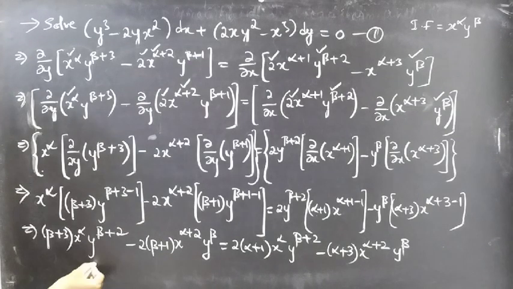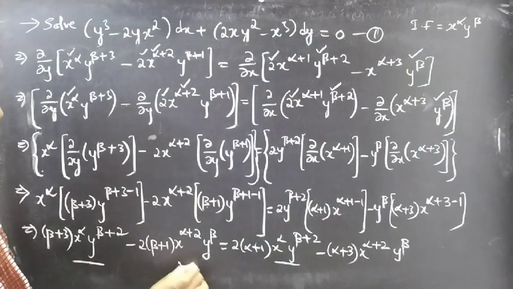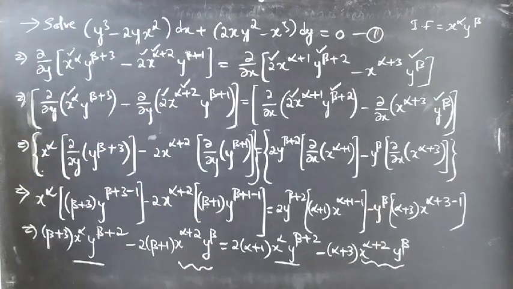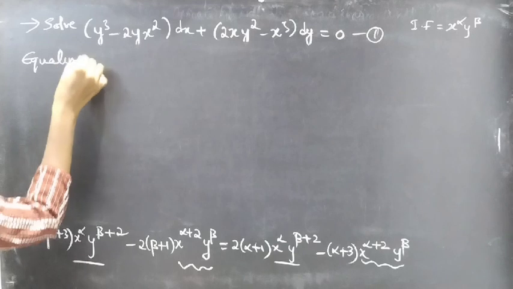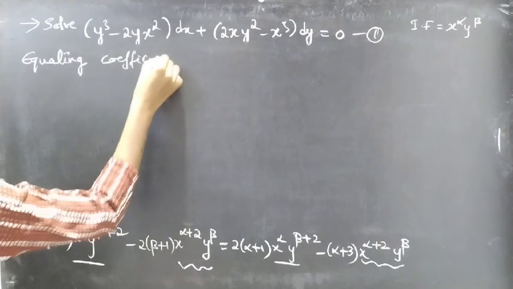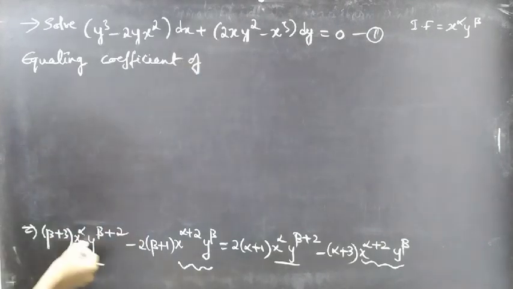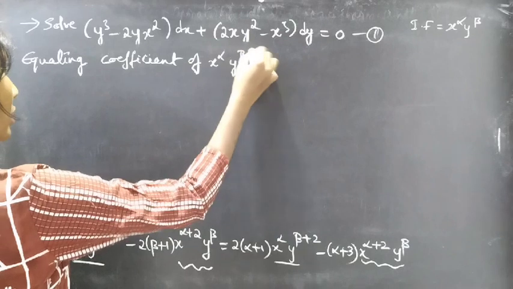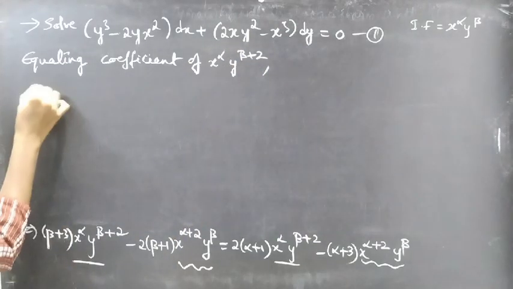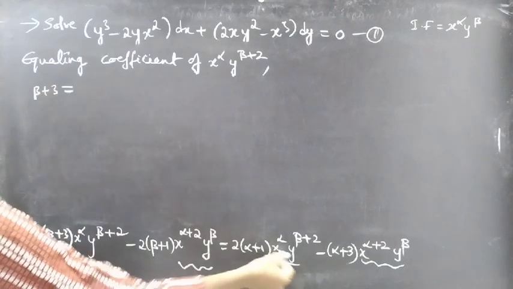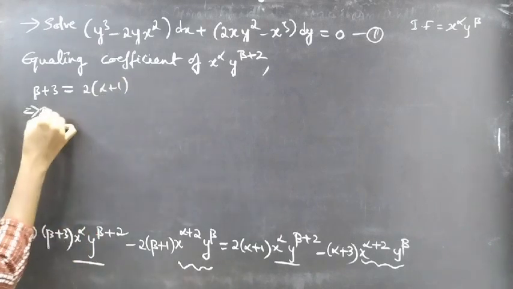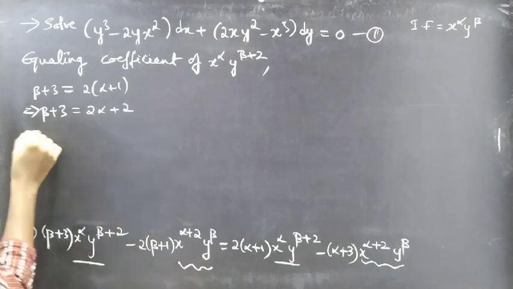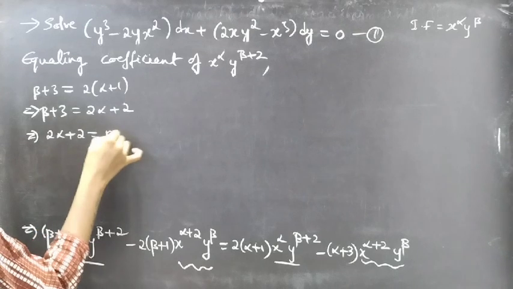In the next step, we'll equate the coefficients of x^α y^(β+2) and we'll equate the coefficients of x^(α+2) y^β. Equating the coefficients of x^α y^(β+2) gives us β+3 equal to 2 times (α+1), or we can write this as β+3 equal to 2α+2, or 2α+2 equal to β+3.